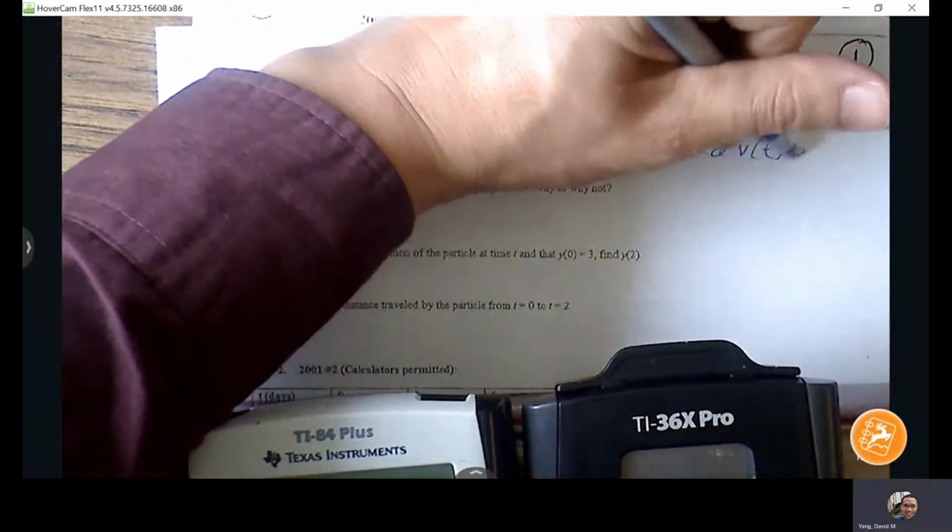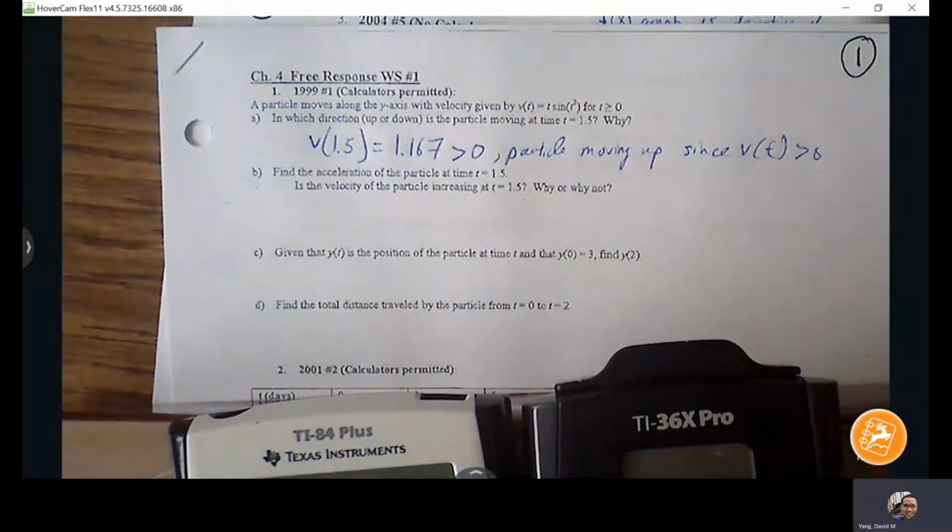Since velocity is greater than 0, right? In this case, up is positive velocity, down is negative velocity, and 0 is object motionless.